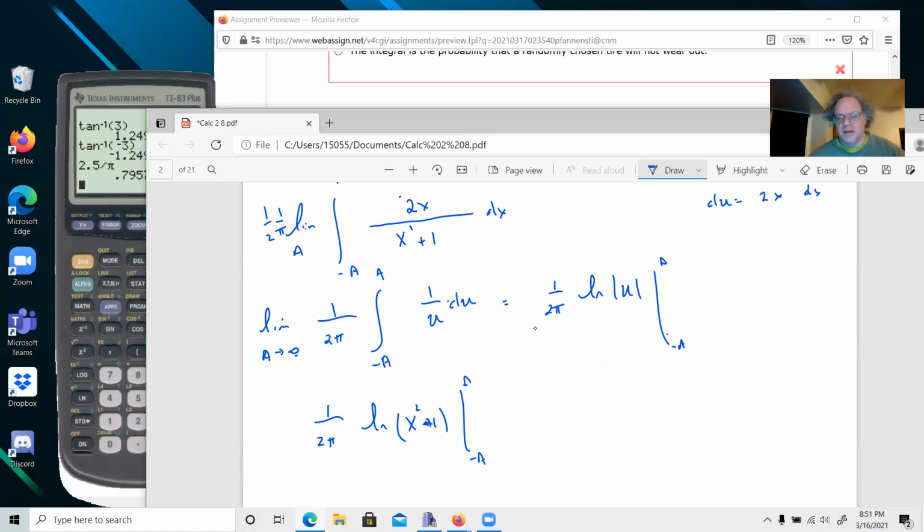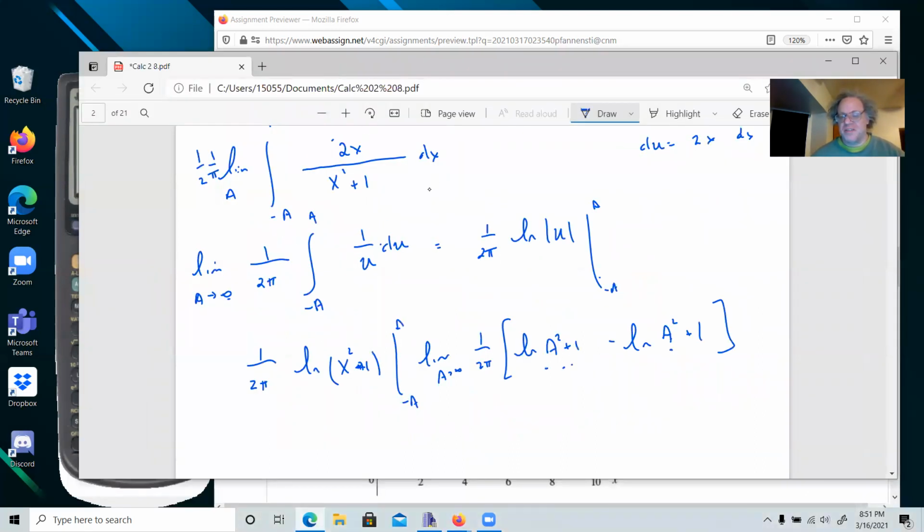So if I plug in this, I have pi. We have the natural log of a squared plus 1, limit as a goes to infinity, minus the limit of a squared plus 1. But what do you know about taking an infinite minus an infinite? It ain't 0, right? You learn that from L'Hopital's. It ain't 0. So this diverges, and then we're done. Okay, so the Cauchy distribution has no mean.